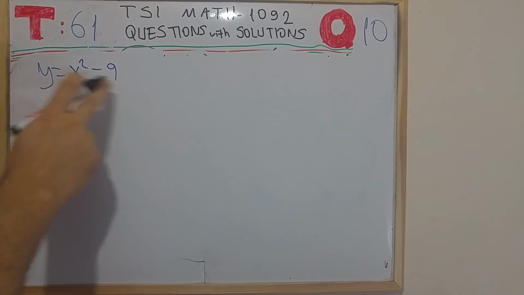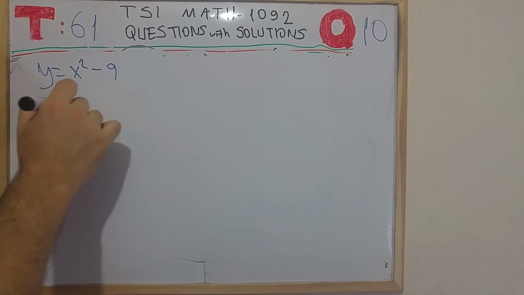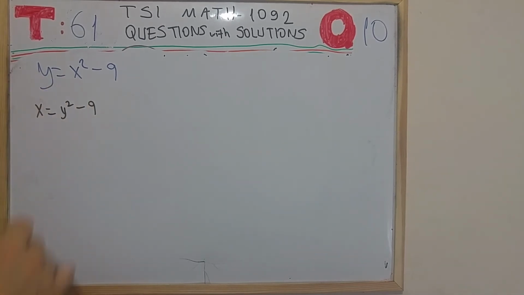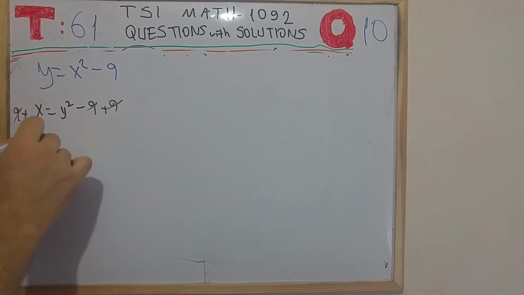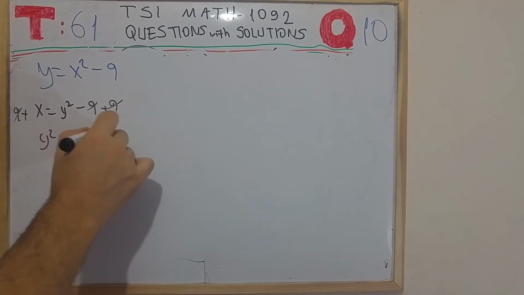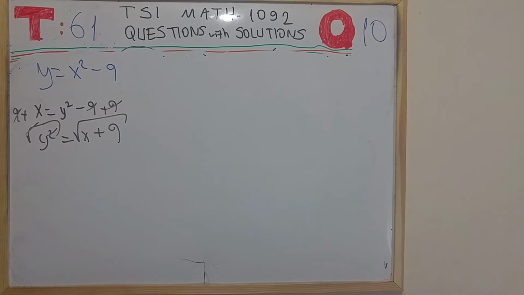Let's exchange the variables here and call x is equal to y squared minus 9. When I add 9 to each side, what I have is y squared is equal to x plus 9, and when I take the square root, y is equal to the square root of x plus 9.